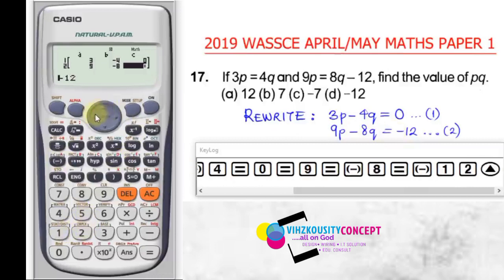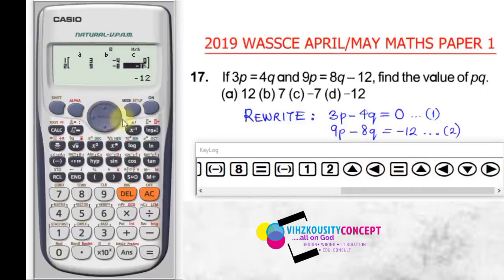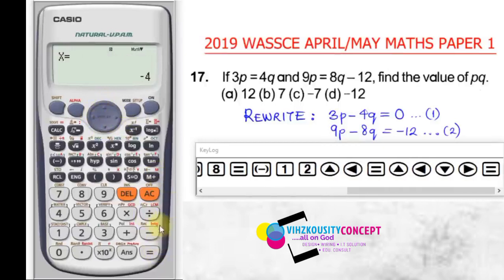I can check to ensure that all that I put into the equation are correct, and if I'm okay with that, I'll press equal to. Now, the equation is being solved on the calculator with respect to variables x and y, and that's why it's saying that x is minus 4. In this case, it is P that corresponds to x, so P is minus 4, and if I press equal to again, y, which corresponds to q, is minus 3.